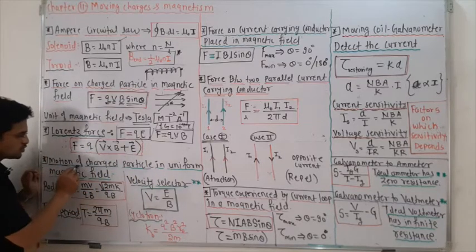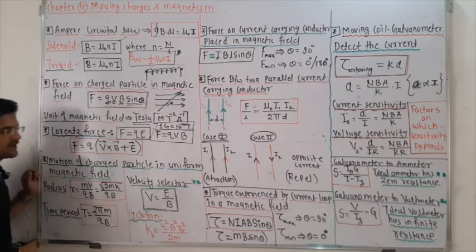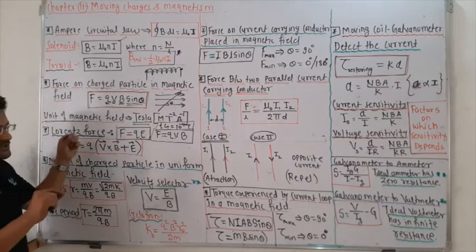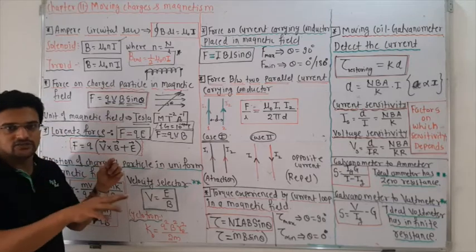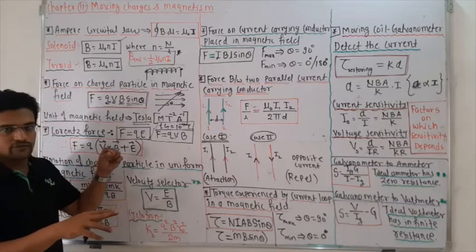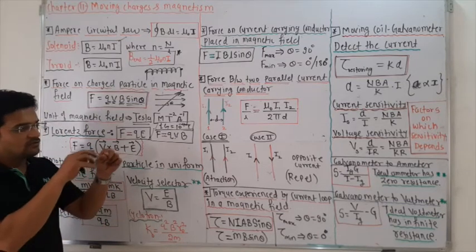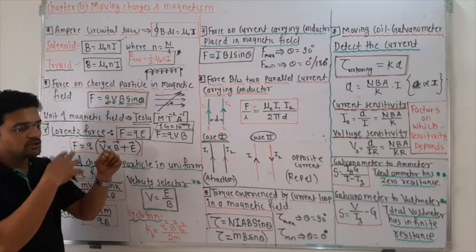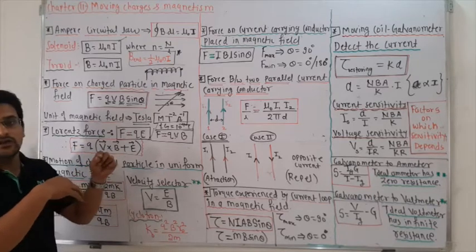Next is the motion of a charged particle in a uniform magnetic field. Now suppose a charged particle is entering this room where the magnetic field is present. If it is moving, then what will happen? A force will be applied, and due to that force the charged particle will get deflected.